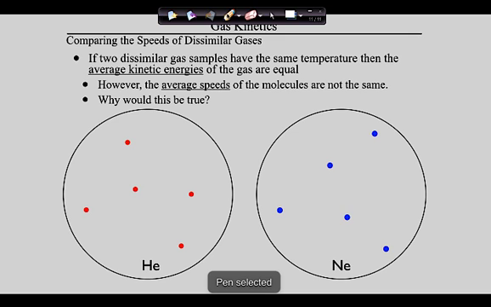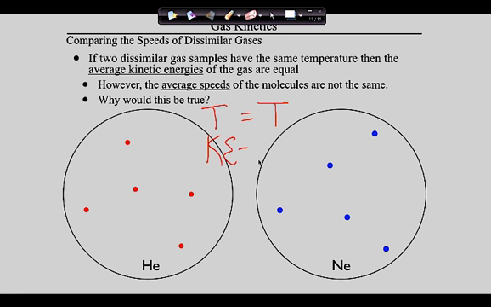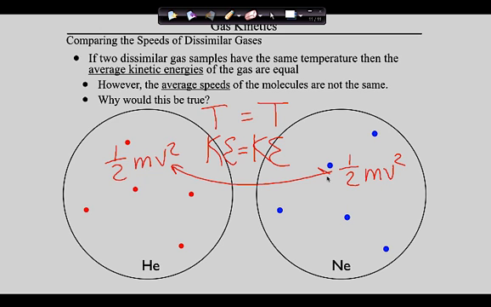Now, we've got to agree that these are at the same temperature. So if they're at the same temperature, what is also the same about these gases? Kinetic energies. So this kinetic energy is equal to this kinetic energy. But which gas is traveling faster in order for their kinetic energies to be the same? Well, guys, it's at this point we need to realize it's 1/2 mv squared. And 1/2 mv squared. So these are equal.